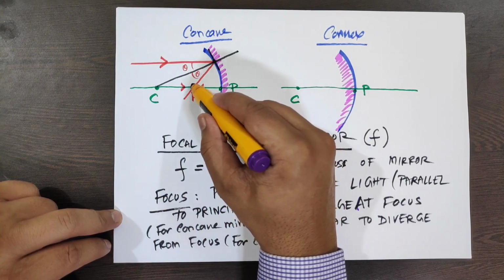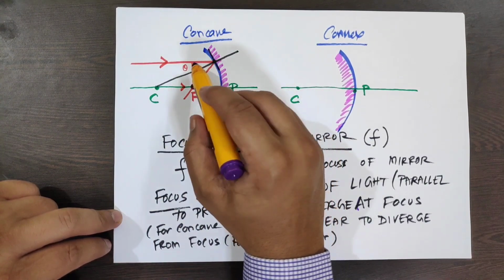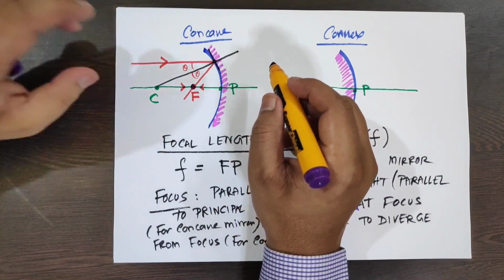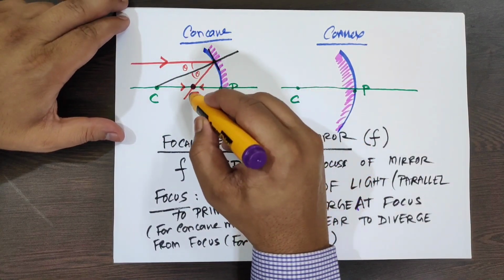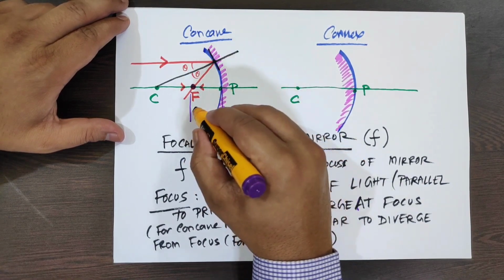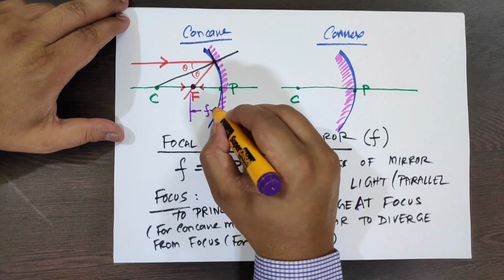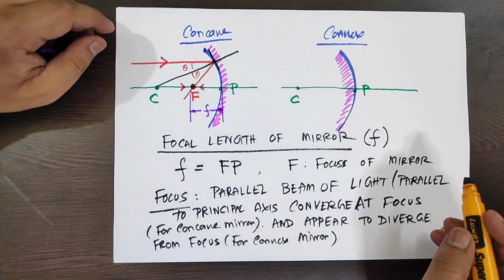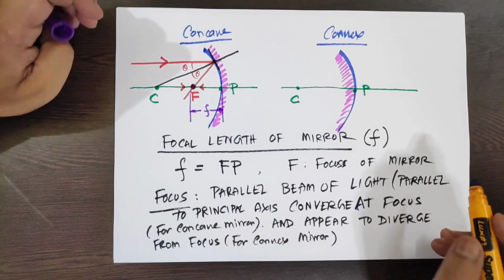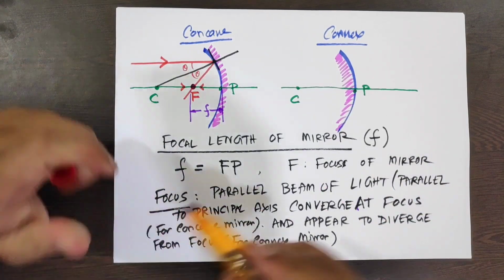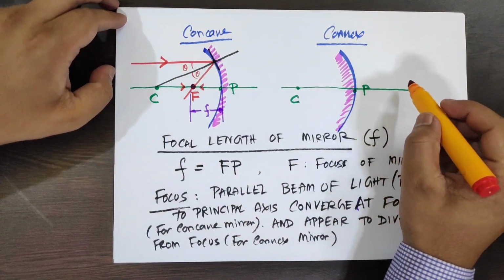So this is the focus, or you can say this is the image for the object at infinite distance. So f, this is small f. The distance between focus to the pole is the focal length. Now let us see this case for this convex mirror.